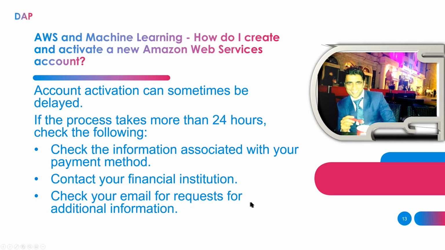Check your email for requests for additional information. If these steps are okay, then keep on checking your emails. If you don't find any of these helpful, then of course it's good to contact Amazon themselves and see what they could advise you. But to be very honest, as far as I remember, please check with Amazon and documentation before. I think they take $1 just to check, but I think they refund it back, just to make sure that you are a real person and the details you are giving are all correct.